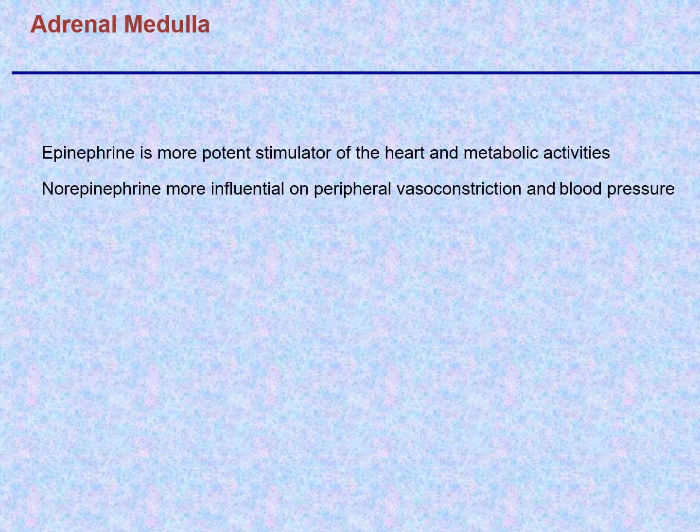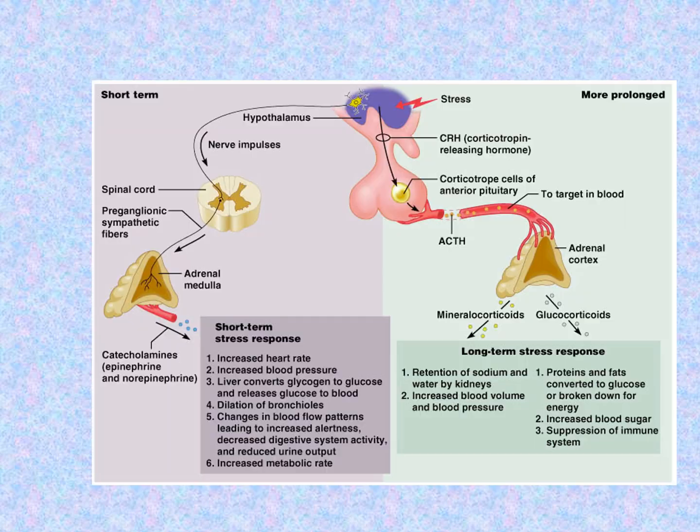Of the two, adrenaline or epinephrine versus noradrenaline, norepinephrine, epinephrine is a much more potent stimulator of heart and metabolic activity, whereas norepinephrine has a major influence more on the peripheral vasculature in terms of vasoconstriction and also, therefore, blood pressure, because with increased vasoconstriction, you get increases in blood pressure.